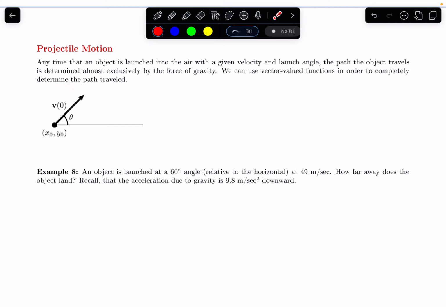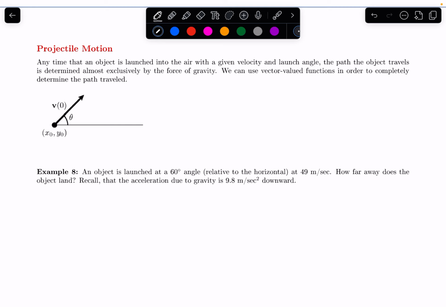So let's do an example, which says that an object is launched at a 60-degree angle relative to the horizontal. So that means this angle here, relative to that horizontal, 60 degrees up is the angle at which we launch it, at 49 meters per second. How far away does the object land? It's telling me this launch speed, and it's asking how far away the object lands. It also tells me the acceleration due to gravity is 9.8 meters per second squared, and that gravity is accelerating the object downward. We start problems like this by drawing a picture.